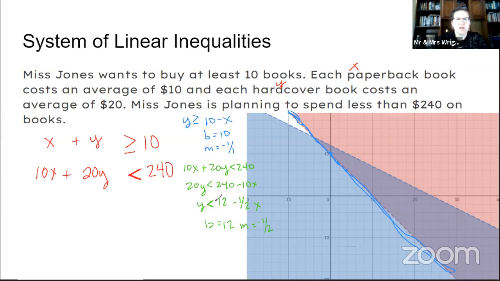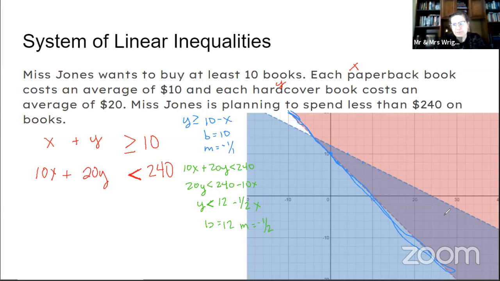This second equation, y is less than. We know that our y-intercept is 12 right here, and we know that we are going down 1 and over 2, down 1 and over 2, down 1 and over 2, and that is a dashed line, so that is correct there. And it says that y is less than, so the lower part is going to be what is shaded here.